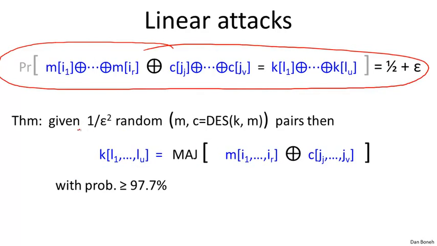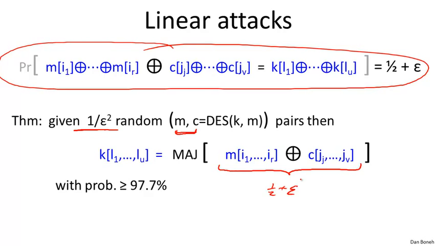Suppose you were given 1 over epsilon squared message ciphertext pairs, and these have to be independently random messages and the corresponding ciphertexts. What you would do is you would use the left-hand side of the formula above to compute this relation between the message and ciphertext for all the pairs you were given. Now, what do you know? You know that for half plus epsilon of these values, these things will be equal to an XOR of the key bits.